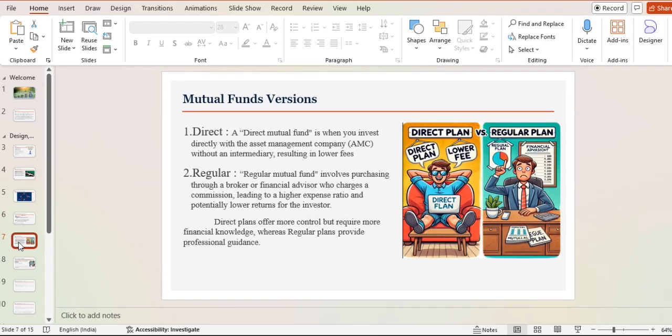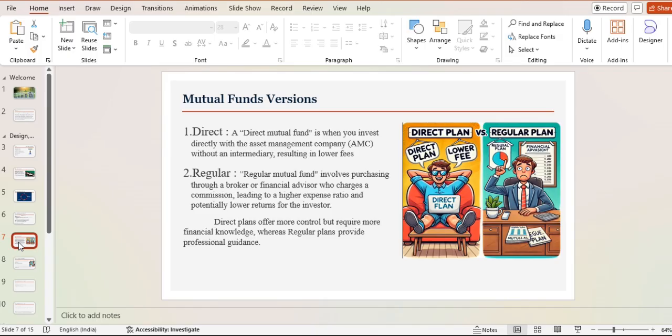Today's topic is mutual fund versions, you can say mutual fund plans. There are two types of plans which a mutual fund usually has: a direct plan and a regular plan. As the name indicates, direct means you invest directly with the asset management company. There we don't have any commissions. When it comes to a regular mutual fund, it involves purchasing through a brokerage or financial advisors who charge a little bit of commission.